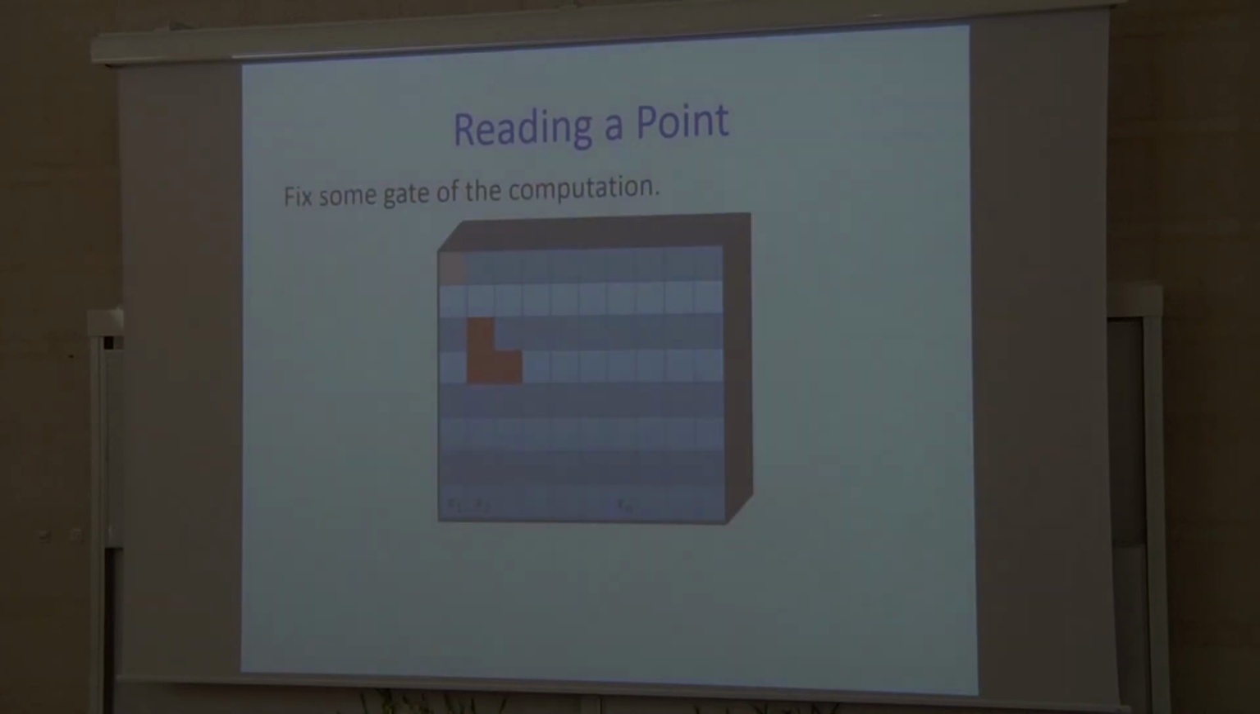Okay, but I didn't say any result yet. What I want to show you is a lemma that uses this notion of reading. So let's fix some gate in the computation. So we have some transition between two layers. We have, say, some AND gate. So the output is some value x, which is computed as the AND of the two inputs, y and z.